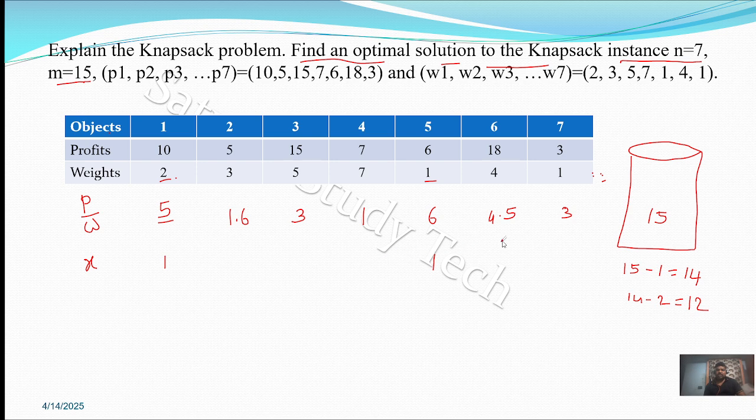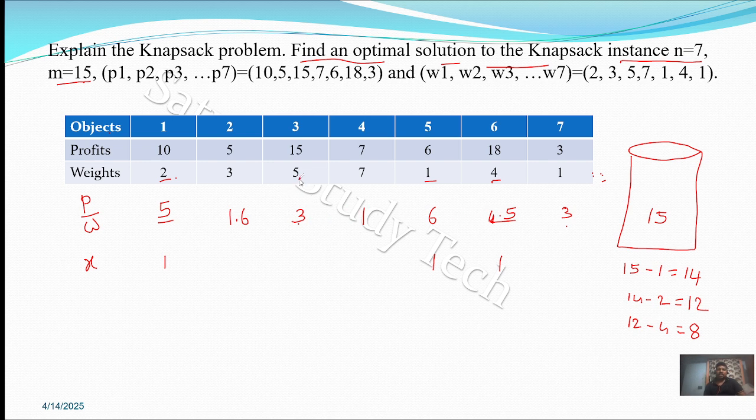Now the next highest is 4.5. The sixth object's weight is 4. Here 4 is less than or equal to 12, so the condition is true and we choose that object. 12 minus 4, the remaining bag capacity is 8, and the x value is 1. The next highest is 3. Here there are two objects with 3, so you can choose either one, as both have the same profit.